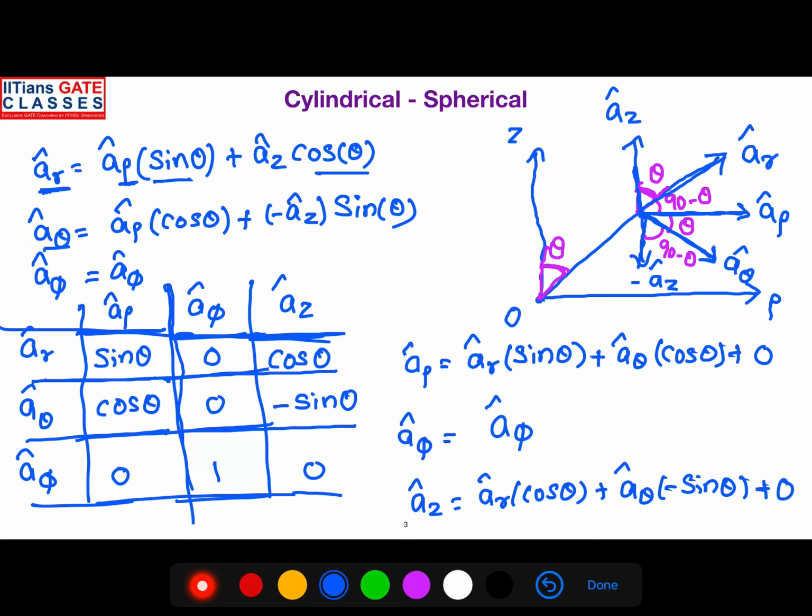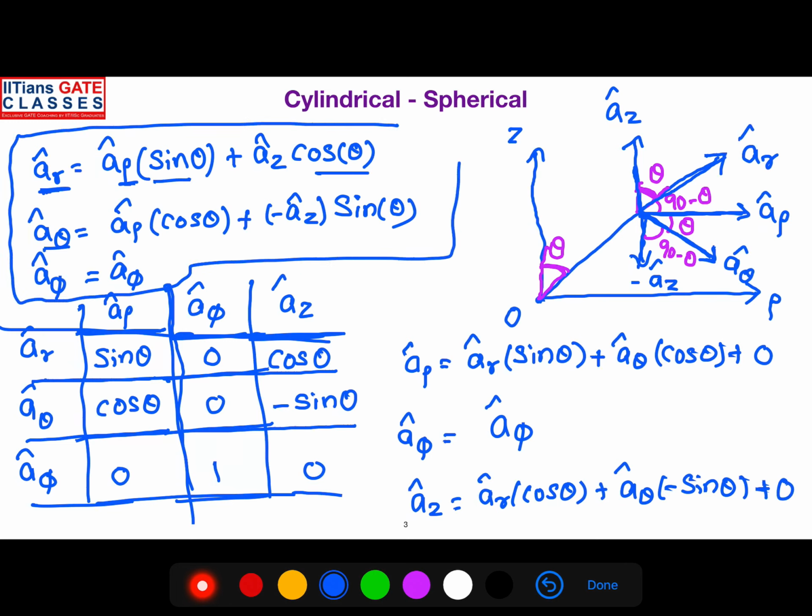So these are the conversions from cylindrical to spherical, right? So we will use the same conversion. We will use these three equations to convert from rectangular to spherical also. See here what we will do. These are the spherical conversions.